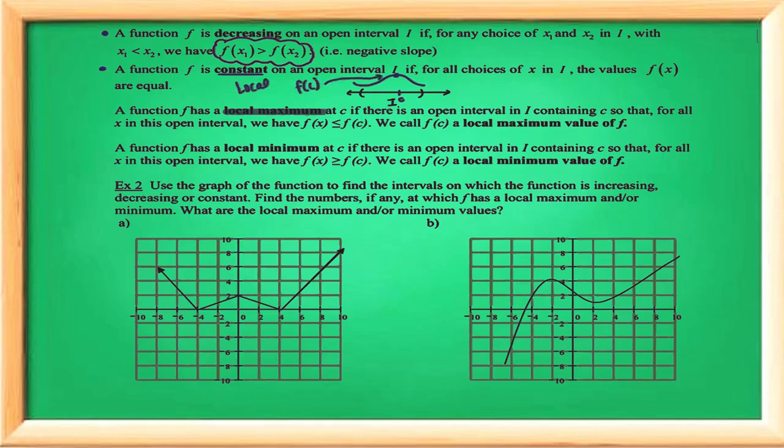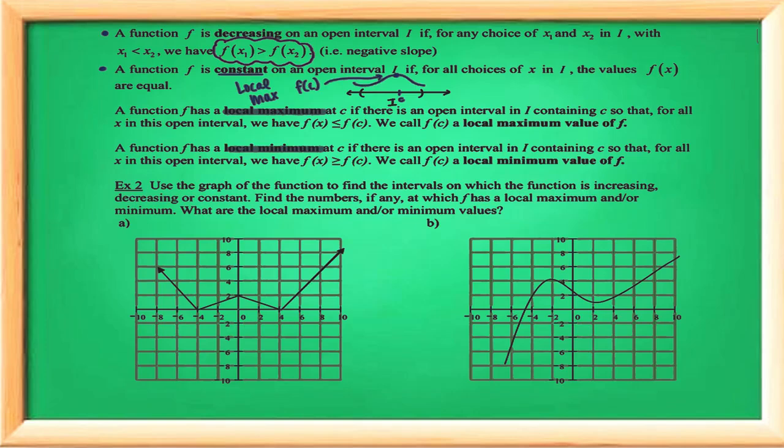Okay, basically there's a neighborhood of values on both sides of c where f of c is larger than them or equal to. And then similarly, a function f has a local min at c if there is an open interval I containing c, so that for all x in this open interval, then reverse the inequality. So f of x is greater than or equal to f of c, and we call f of c a local min value of f. So the y value is the local min value.